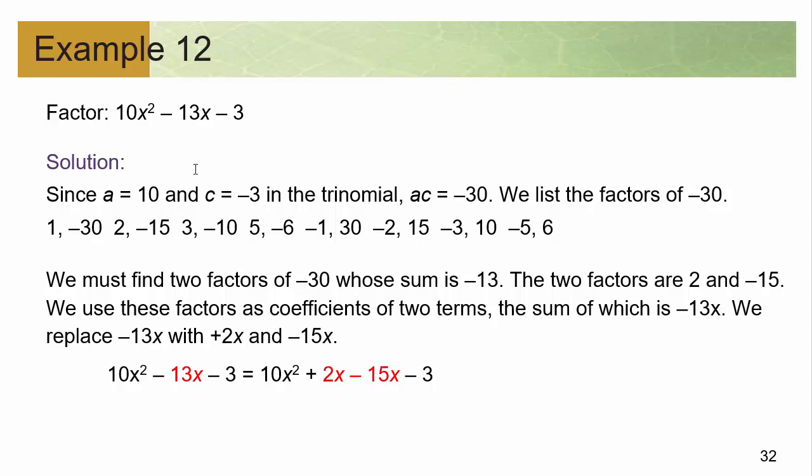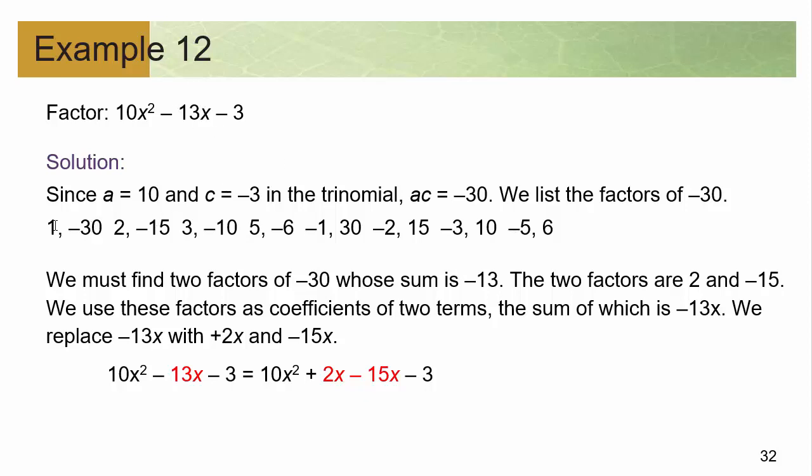Now we can try it with this one. A is 10, c is negative 3, a times c is negative 30. List out all the factors of negative 30. So 1 and 30, 2 and 15, 3 and 10, 5 and 6, and then it's the same thing, but changing which one is negative and which one is positive. Okay, now we're looking for one of those pairs whose sum is negative 13.